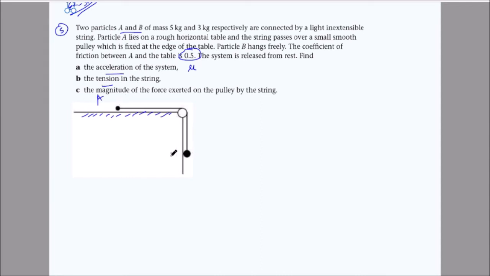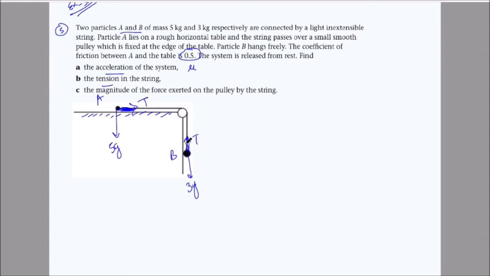That's A, that's B. The weight of A is 5g. The mass of A is 5, it's already given. So 5g, and B is 3g. Tension is upward for B, and for A, tension will be towards the right.